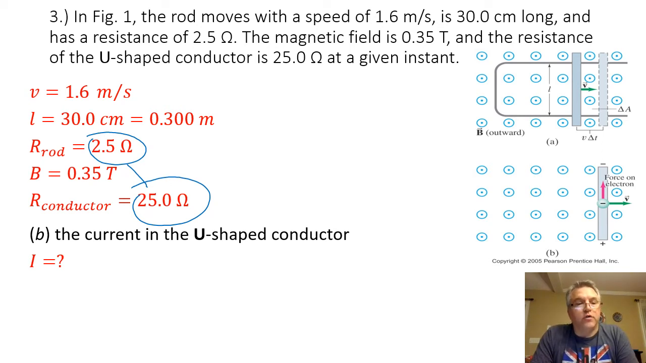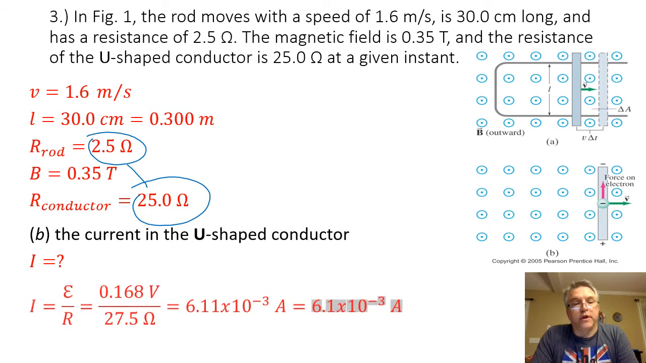So solving Ohm's law for current, I get I equals E over R. Now remember, the E here we can treat the same as the voltage. They are interchangeable for our purposes here. When I divide the induced EMF by the combined resistance of the rod and the conductor, I'm going to get 6.1 times 10 to the minus 3 amps.